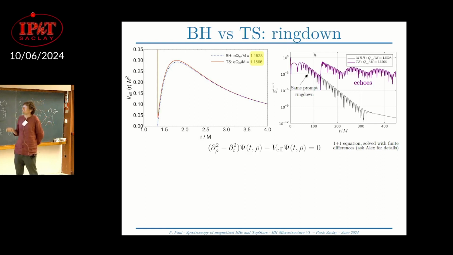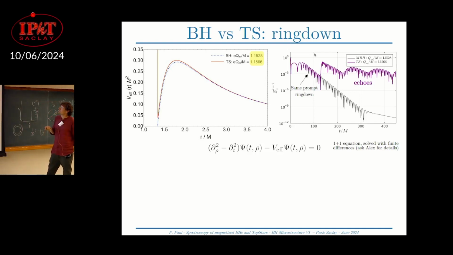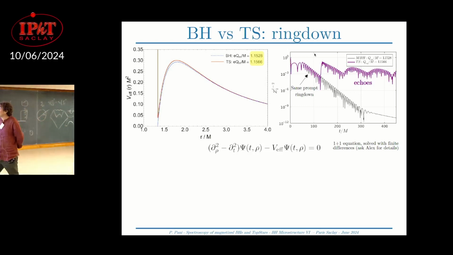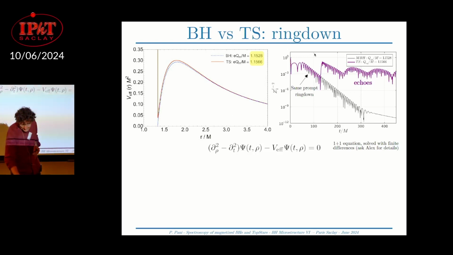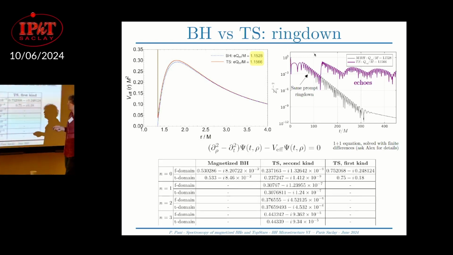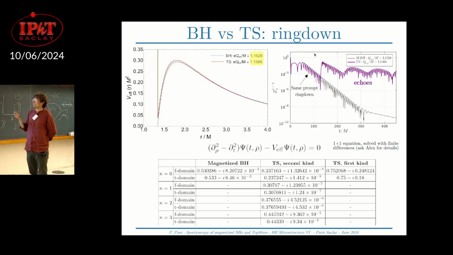So the take-home message is that there are cases in which the topological star in time domain, even though the modes are completely different from a black hole, rings in the same way as a black hole plus echoes at late time. And this is supported also by frequency domain analysis. So here what I'm showing is an example of the modes computed in the frequency domain and also in the time domain with Alex code.